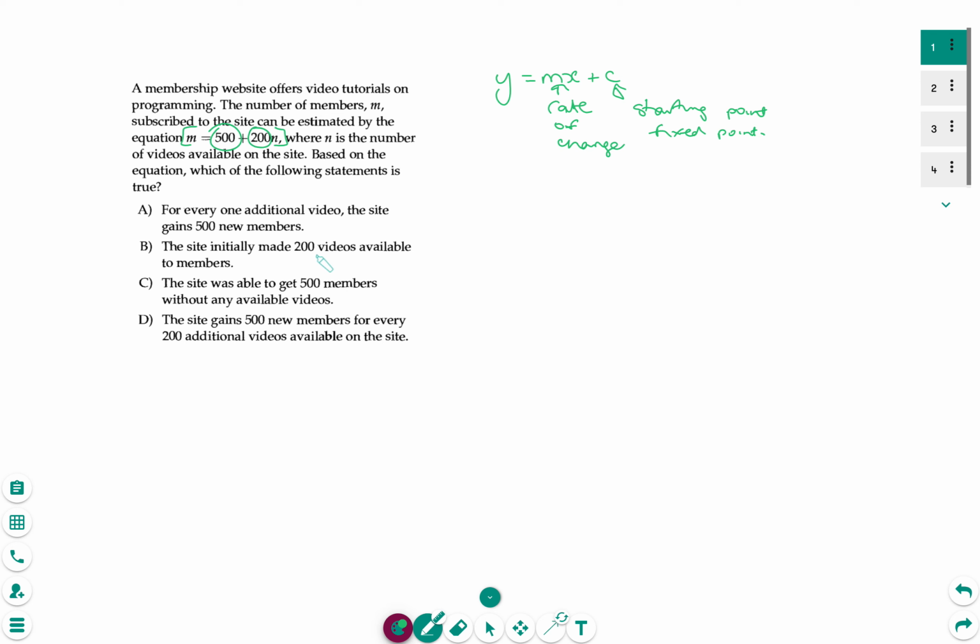The site initially made 200 videos available to members. Initially should be my y-intercept, but we just said that's 500, not 200. So A and B are out so far. The site was able to get 500 members without any available videos. C has got to be my answer, because that means that when n is equal to 0, we have 500 members. So my answer has to be C. And we can also read D just to disqualify it. The site gains 500 new members for every 200 additional videos available on the site. No, that's not even close to our interpretation of this linear model.